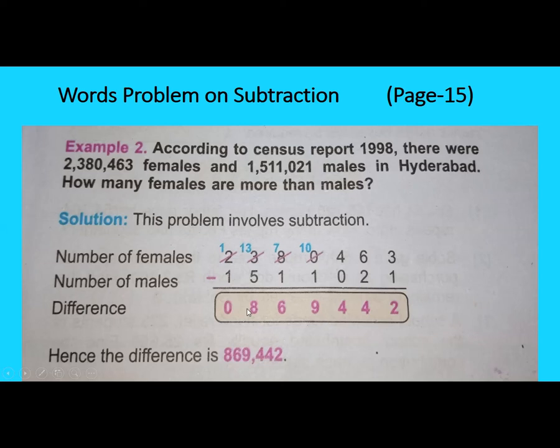So this is the value, this is the difference. You have found the difference. Hence the difference is this. So what is this actually? This is the number of females which are more than males. So you can see how many females are more than males, that is 869,442 females.